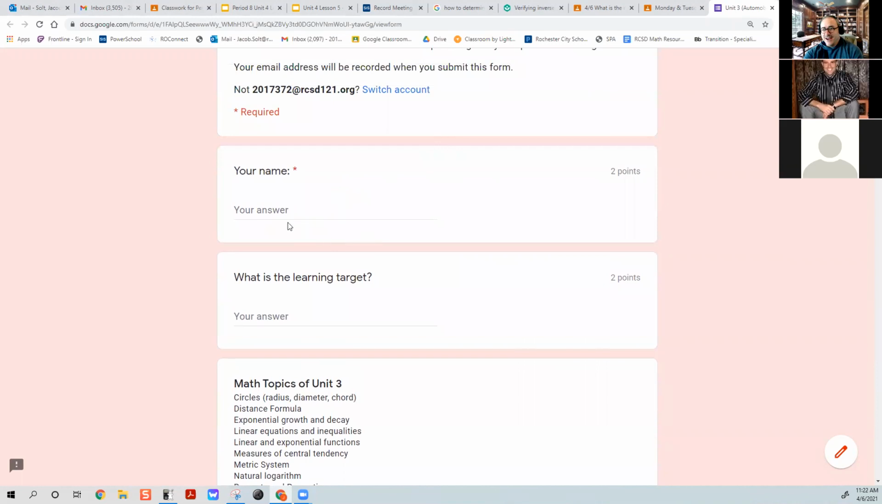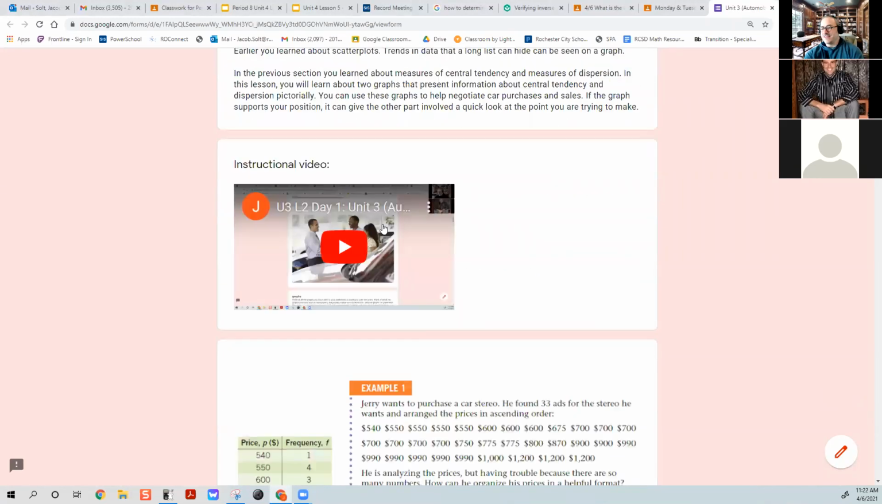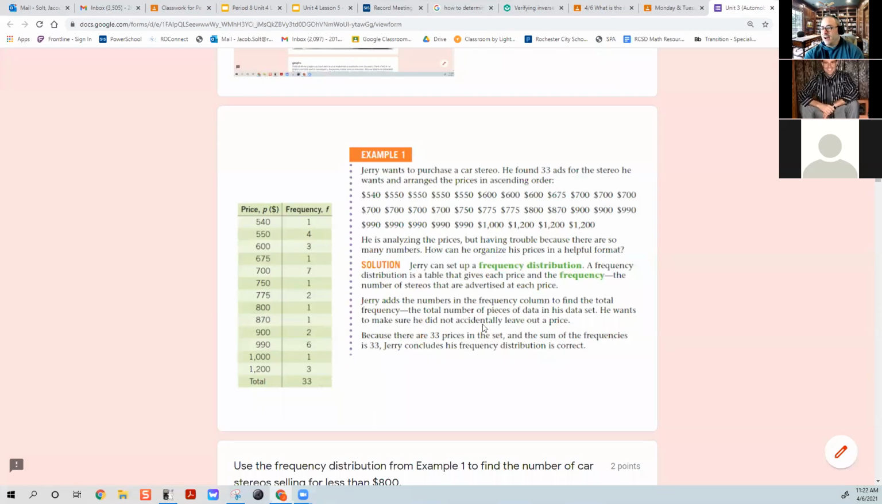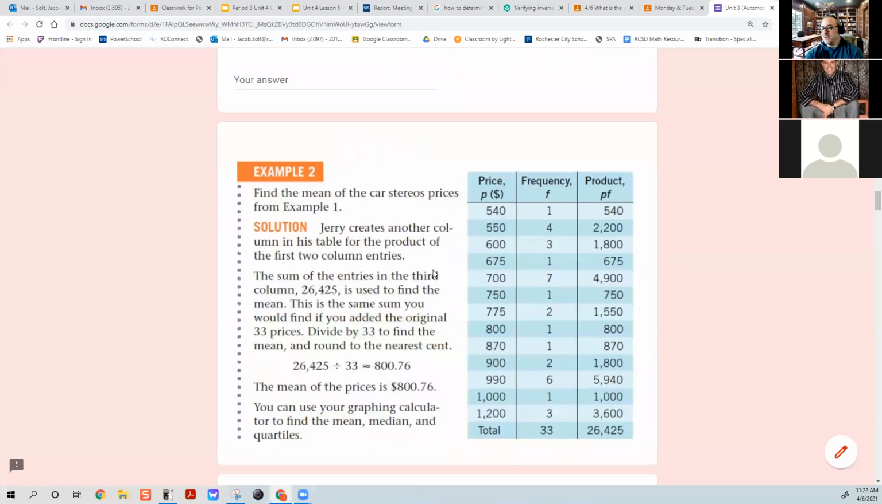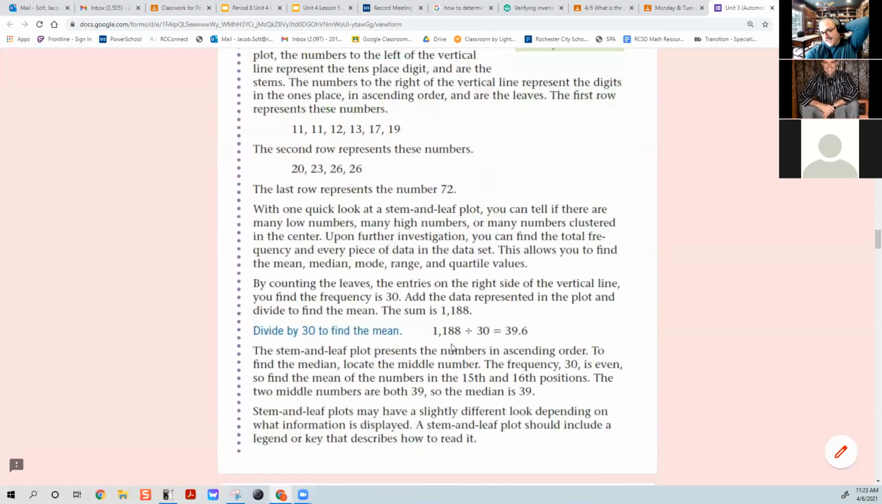Hopefully, when you clicked on this Google form, it said you'll need to click edit. If you submitted anything from yesterday, your name should already be in there. For me, I didn't save my stuff, so I'll have to put my name in. But for a lot of you who submitted yesterday, your learning target's already in. We're just scrolling down. We did the warm-ups yesterday. We talked about graphs. Here's the video from yesterday's class, so if you missed it, there's the video. We talked about example 1, where we found the mode and the median. Example 2 was frequency tables and how to find the mean in frequency tables. Example 3 was stem and leaf plots.